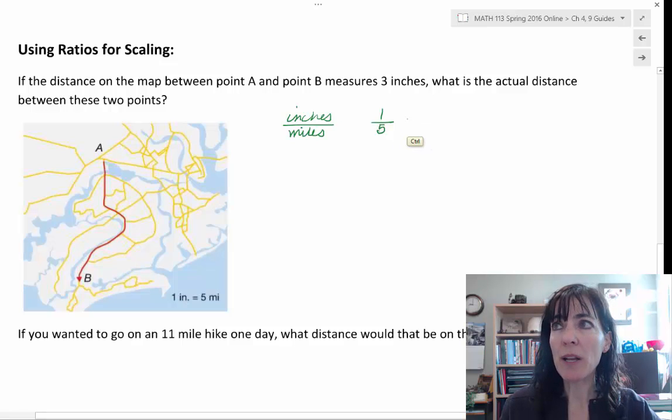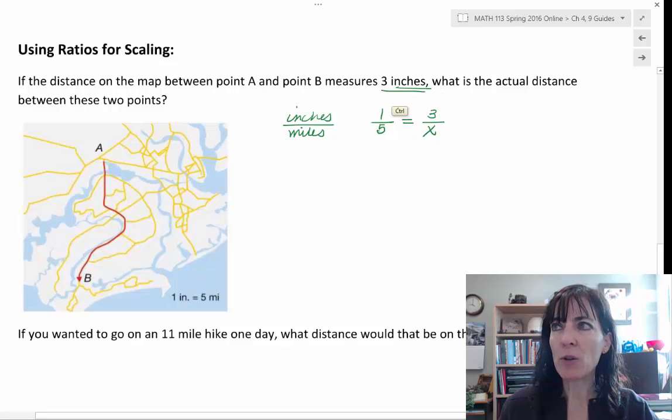And then I will write an equation. I'm going to say that map ratio is going to be the same thing as for 3 inches. So the 3 will go in the numerator because it is in inches, and we already said inches goes in the numerator. So the 3 inches, and then we don't know how many miles. So that's where we'll put in a variable x. And now, just like our proportion equations before, we would like to solve for x.